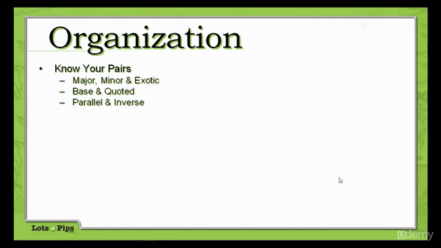First of all, we're going to talk about how this training is organized. The first section is going to be called How to Know Your Pairs. We're going to talk about major pairs, minor and exotic pairs, so you can look at what you want to trade and what relevance it has in the market. We're also going to talk about base and quoted, which is the types of countries or currencies that we have in the pairs. We'll talk about parallel and inverse pairs in the first video segment.